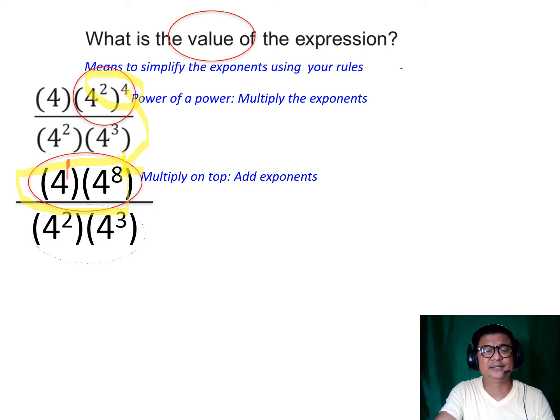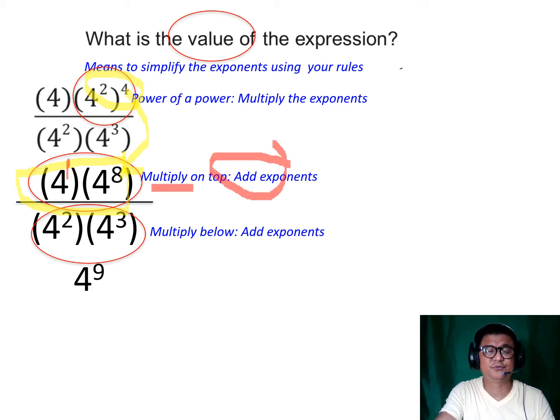So remember that? Okay, so let's multiply the top by adding the exponents. Remember, even though it says multiply, you add the exponent. So therefore, 4 to the 9, 8 plus 1 is a 9, check. And then 4 plus 3 will be a 5, check. Okay, good so far. Now, what is the fraction?